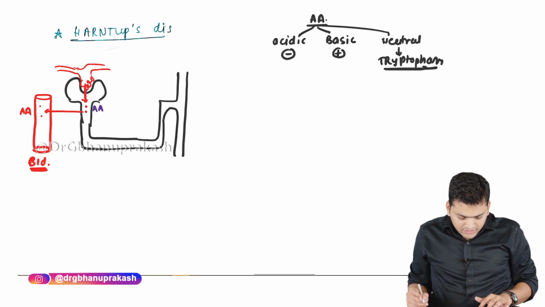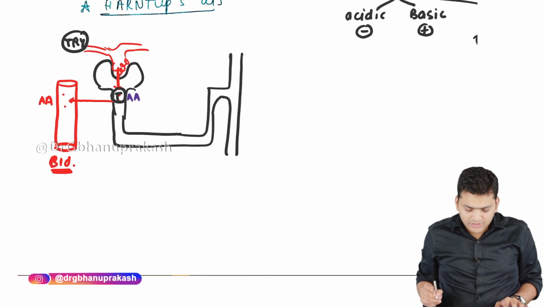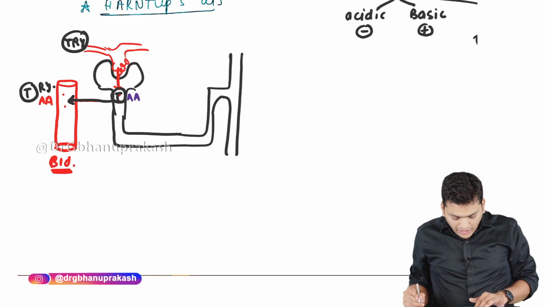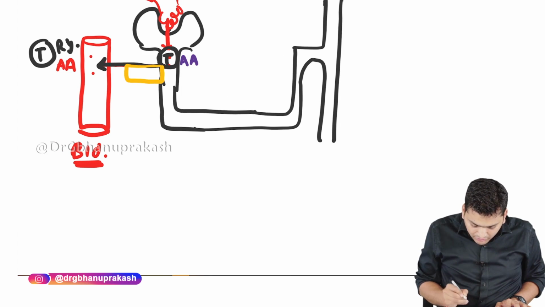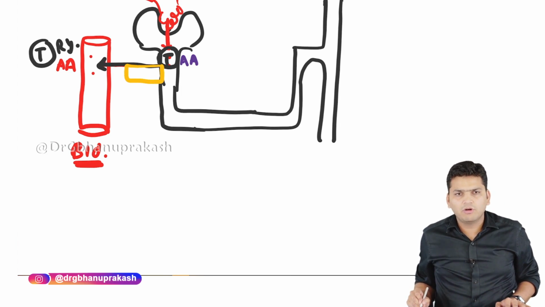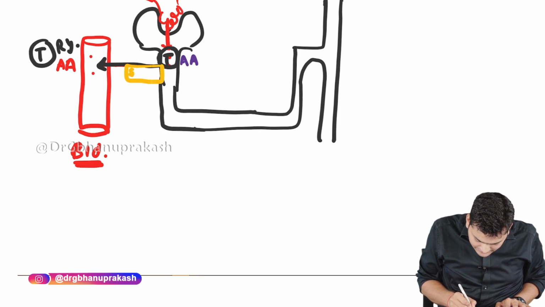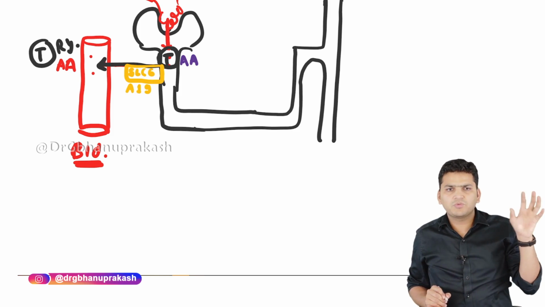So when this tryptophan, which is a neutral amino acid, comes in the filtrate, it is also supposed to be absorbed back and sent all the way to the blood, the nearby capillaries. To absorb this tryptophan, we have a special channel. For the neutral amino acids, we have a special channel in the proximal convoluted tubule. And the name of that channel is SLC6A19. This is a special channel which is there for the absorption of the tryptophan.